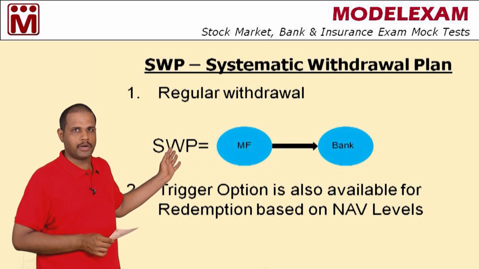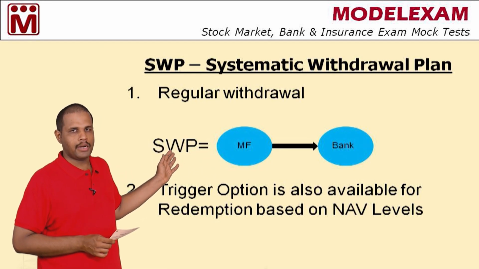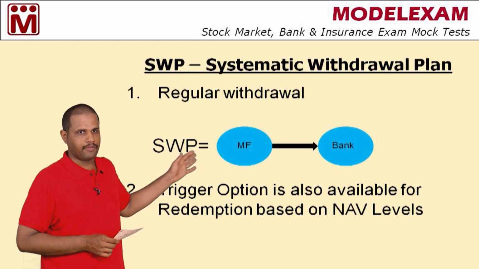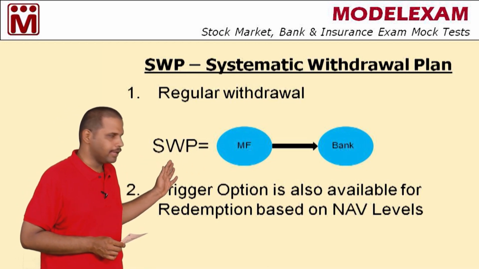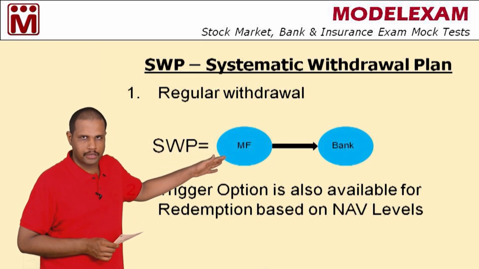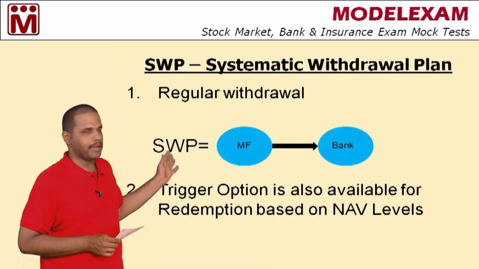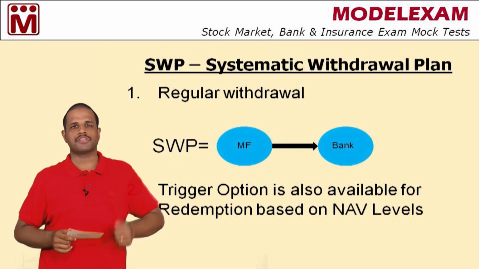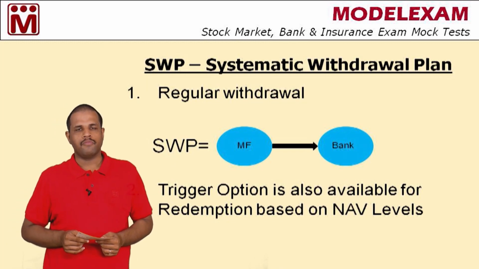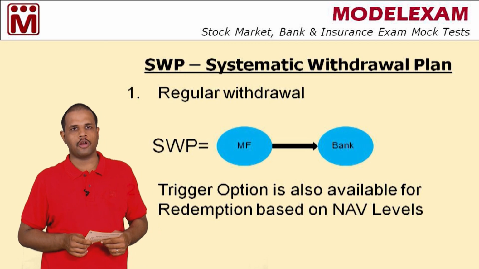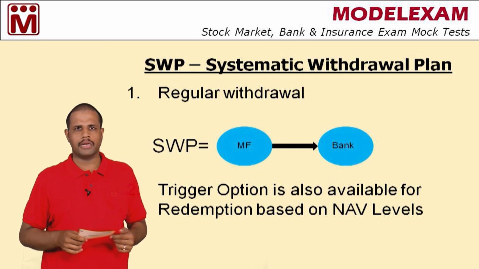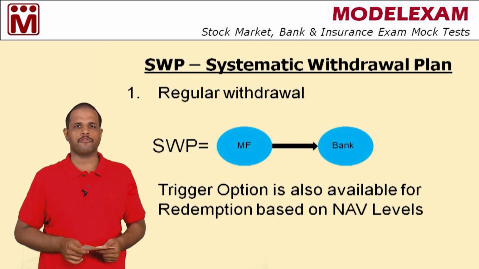So, it is nothing but normal redemption, but a gradual one. Every month a small amount is redeemed and it is credited to our bank account. This is known as systematic withdrawal plan. So, why should we have a systematic withdrawal plan? We can structure a systematic withdrawal plan or SWP in a number of ways.